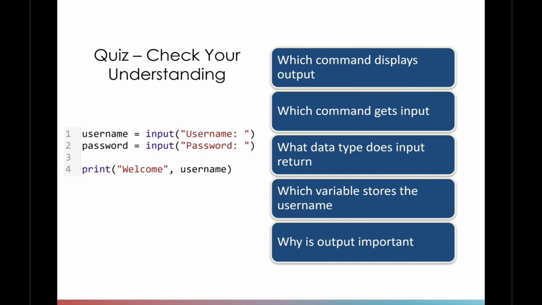And finally, let's check your understanding by having a look at the main program and asking some questions. Question 1, which command displays output? Question number 2, which command gets input? Question number 3, what data type does input return? Question number 4, which variable stores the username? And question number 5, why is output important? Have your answers ready, take a pause, and we'll come back with the answers shortly.